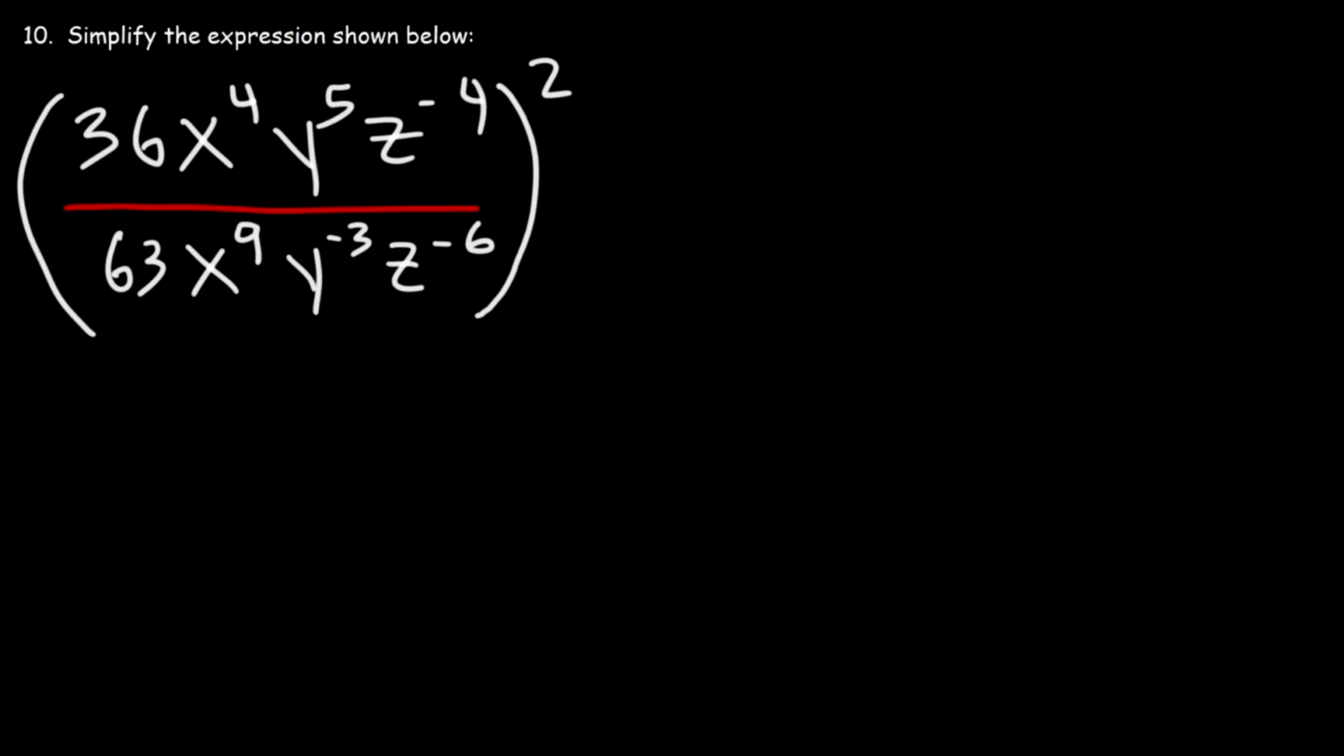Now let's try this one. Simplify the expression. Now what do you recommend? Should we simplify the stuff within the parentheses and then raise it to the second power? Or is it better to distribute the exponent and then simplify everything on the inside? Both ways can give you the right answer, but in this particular case, it's better to simplify before we apply the exponent. 36 to the second power is going to be a big number, and so I don't want to deal with that. So let's simplify everything on the inside.